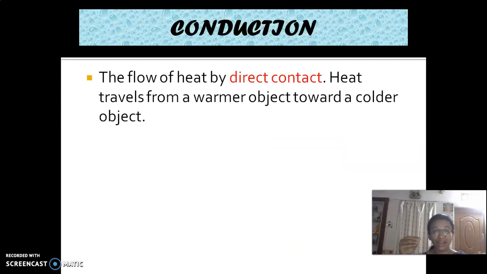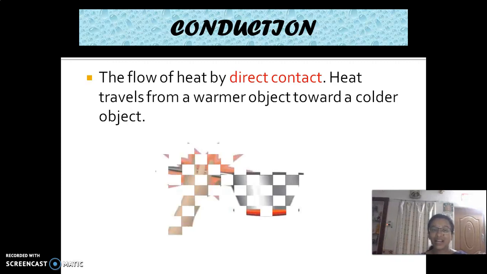Heat flow by direct contact is called conduction. What do you mean by direct contact? Touching, with direct touch or direct contact. So consider one body is hot, one body is cold. If these two objects touch each other, what happens? The heat flows from the hot object to the cold object. So this method of heat transfer is called conduction.